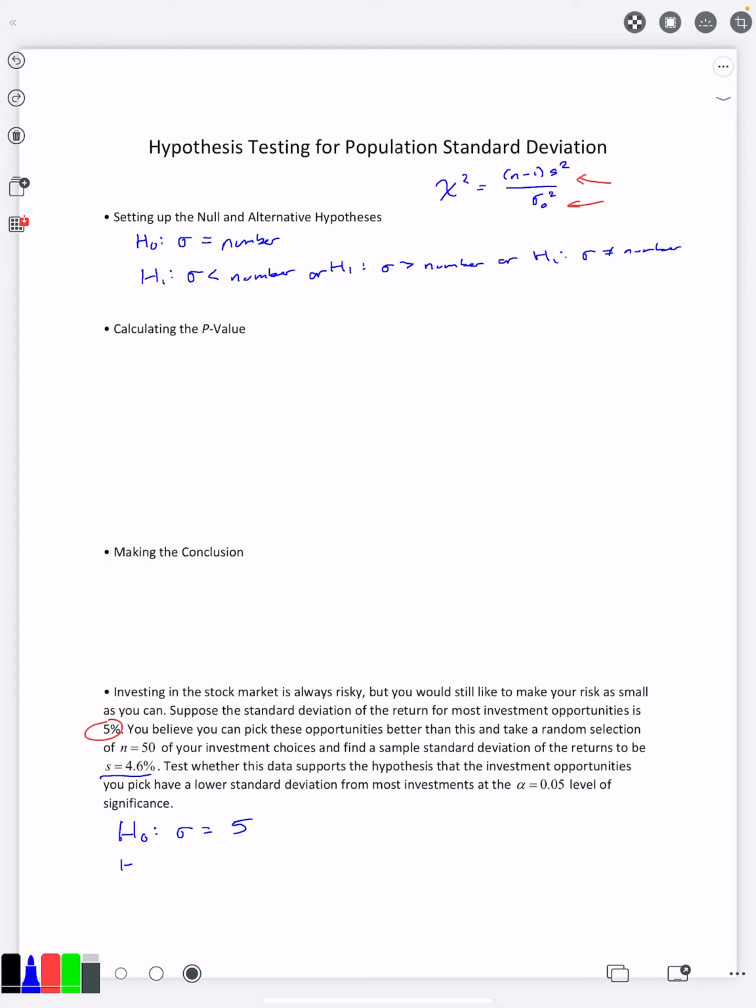And then what is my alternative hypothesis here? We're trying to show that our picks are better. So we're trying to show that our sigma is less than 5.